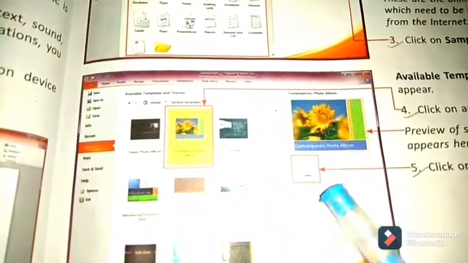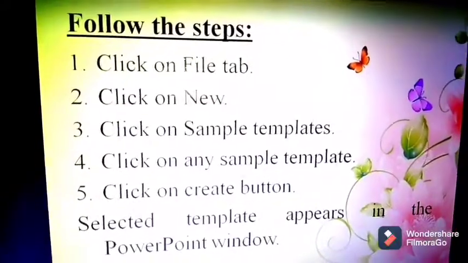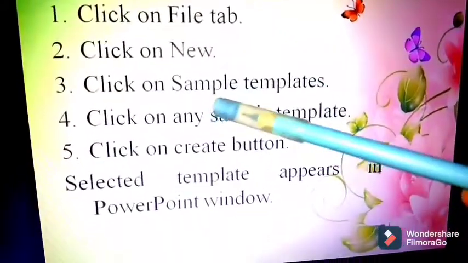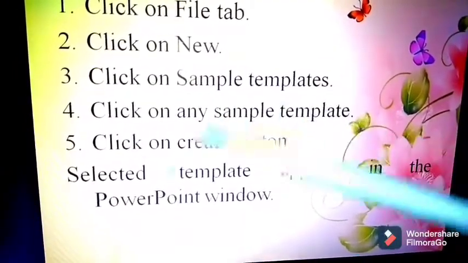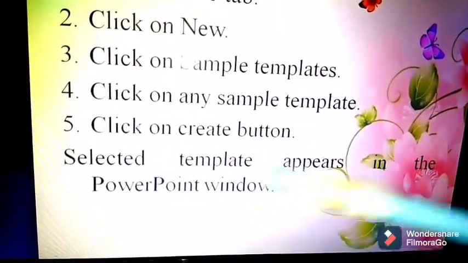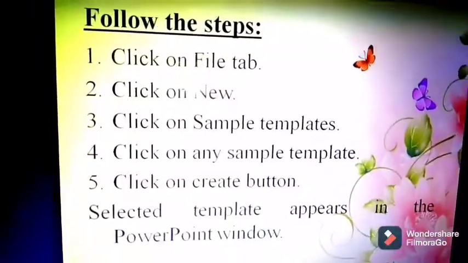These are the steps followed in Microsoft Office 2010. So I again repeat the steps. Firstly, click on File tab. Second, click on New. Third, click on Sample Template. Fourth, click on any sample template. Fifth, click on Create button, and the selected template appears in the PowerPoint window. So these are the steps to apply the built-in template.